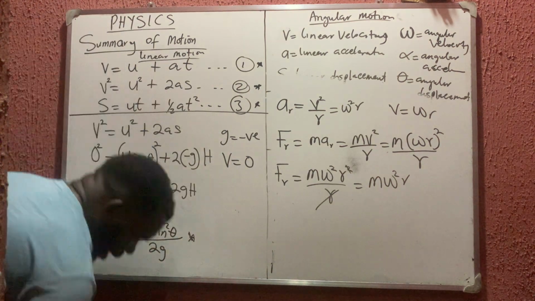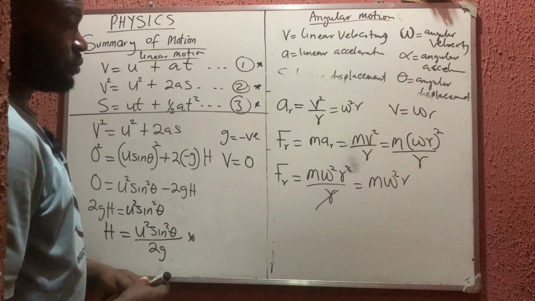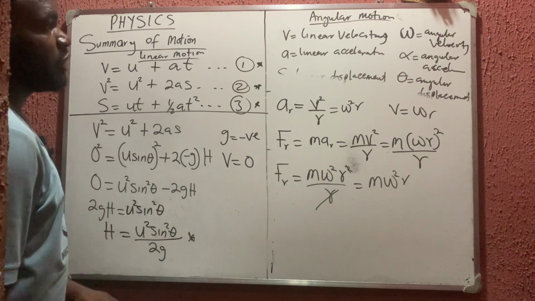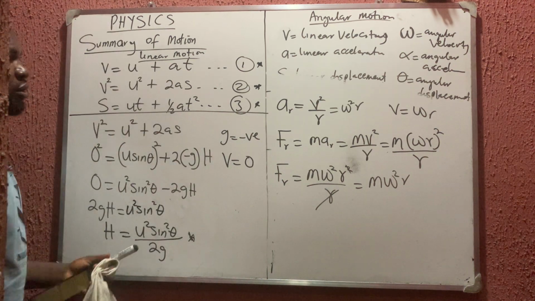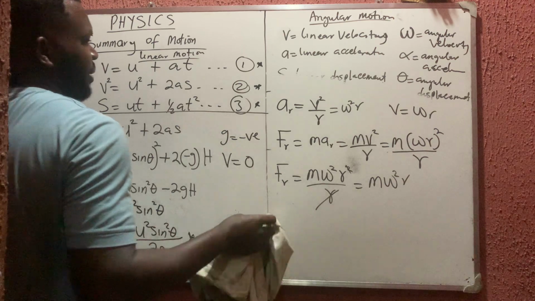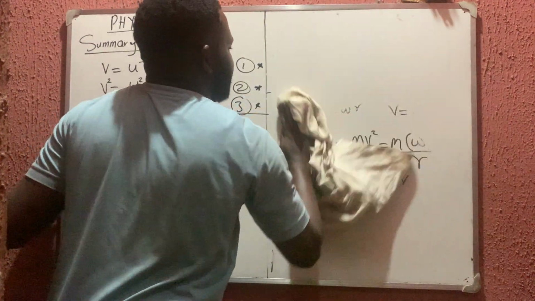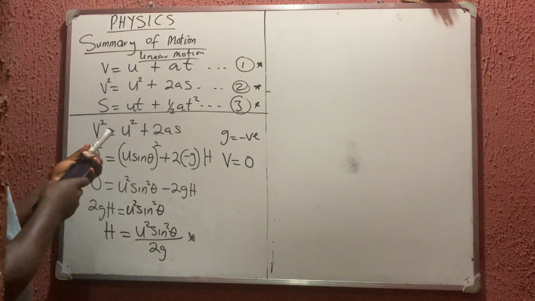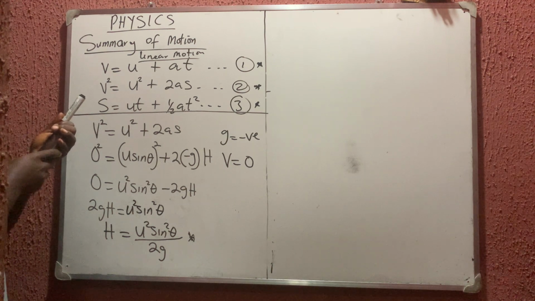So now we are done with everything called circular motion. Finally, we now go to simple harmonic motion. Then we have now summarized everything about motion. I hope these formulas are not difficult to remember. If you watch the video three or four times, you'll be familiar with the formulas. Now, the last one I want to talk about is the simple harmonic motion.